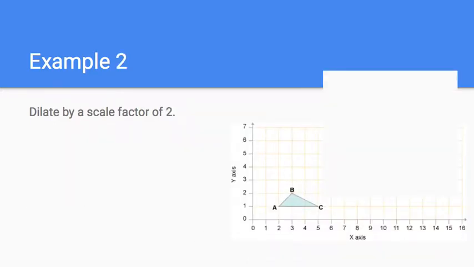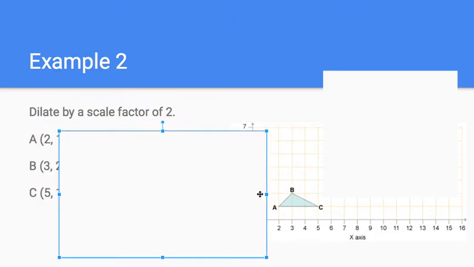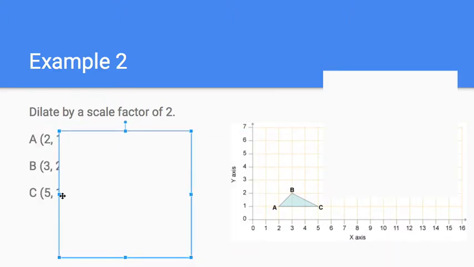Now we're going to look at another one, dilate by a scale factor of 2. So again, I want to find my original coordinates. So I find the coordinates for A, B, and C. A is at 2, 1. B is at 3, 2. C is at 5, 1.